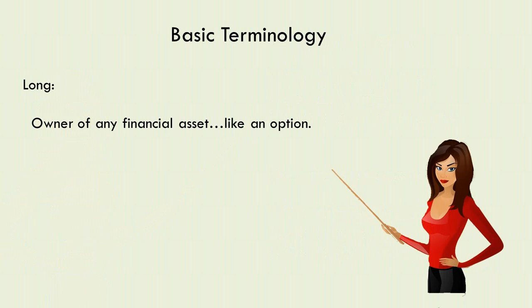Now, let's take a look at some basic terminology to prepare us for the next lesson. When you hear the word long, it means owning a financial asset like a stock or an option. You may hear it used in the following sentences: I'm long 100 shares of Microsoft, or I am long the 25 strike puts of Microsoft. This just means that you own the shares or the options.